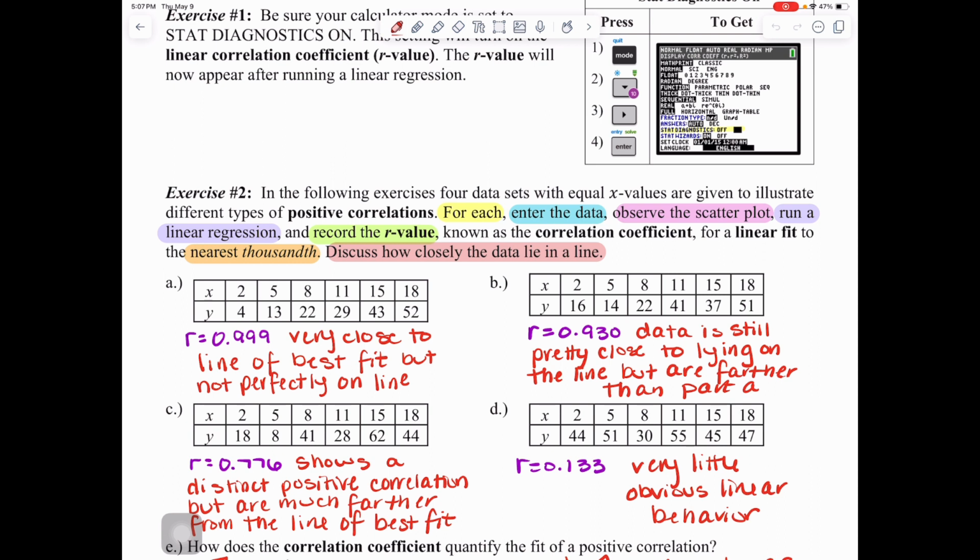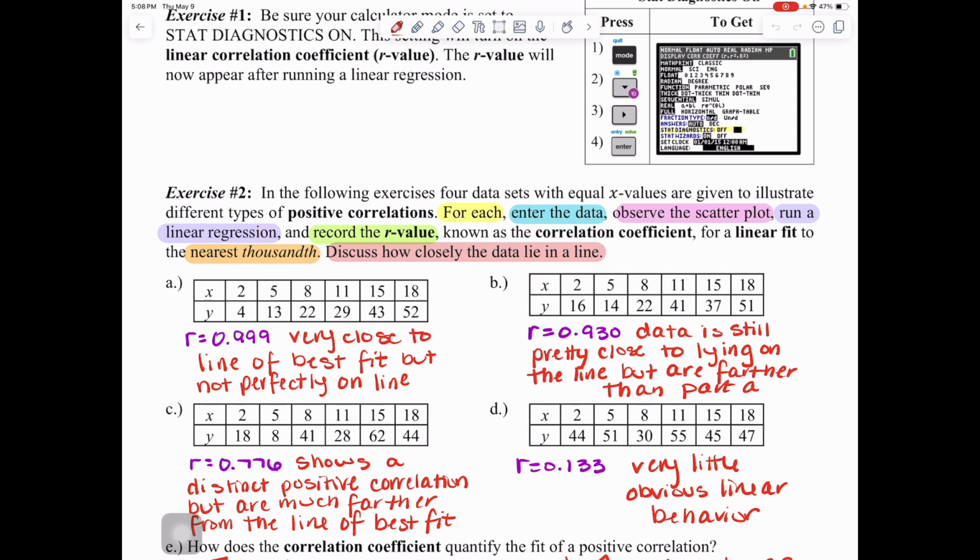So when you did that for B, you should have gotten R equals 0.930. That's still pretty high and close to 1. So I said data is still pretty close to lying on the line, but are farther than part A. So it's still really strong and really close to lying on the line, but just not as close as part A because we're at 0.930 and A was at 0.999.